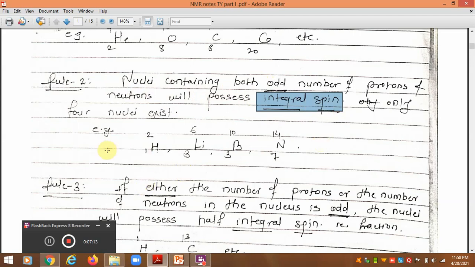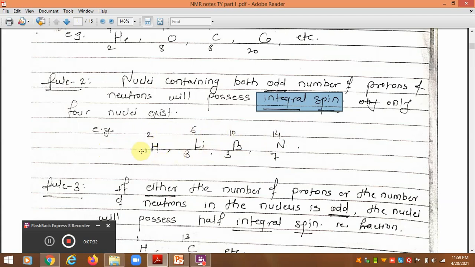And the examples of nuclei which have an integral spin number are hydrogen 2, lithium 6, boron 10, nitrogen 14. I hope you are able to predict the significance of these numbers.